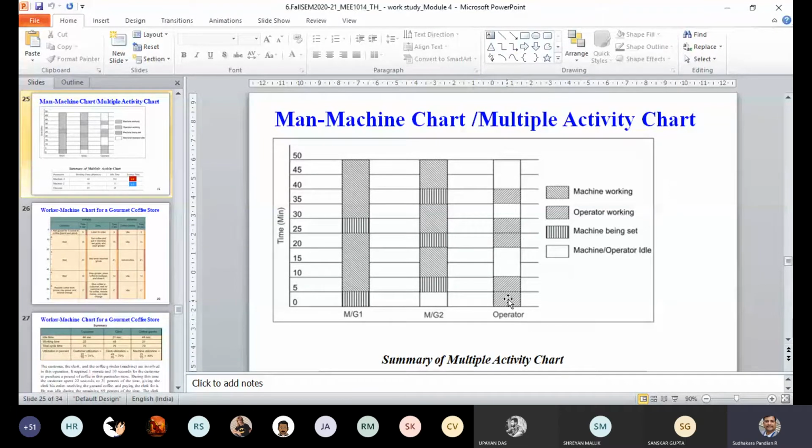The operator first started loading on the first machine, then he is loading on the second machine. So he is engaged for the first 10 minutes. Then from 10 to 20 minutes he is idle because there is no work, because both the machines are engaged. Then he started some loading and unloading operation in both the machines, so for the next 10 minutes he is busy. Then again for the next 5 minutes he is idle, so empty. Then for the next 5 minutes he is loading or unloading in some of the machines. After that he is idle.